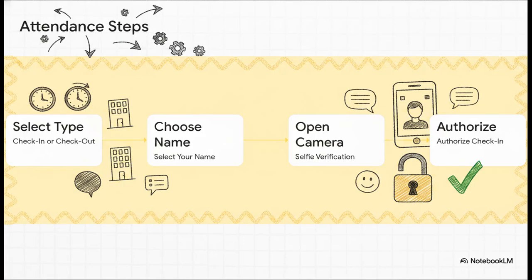The whole page basically flows super logically from top to bottom in just 4 quick steps. First up, you select whether you're checking in or out. Second, you choose your profile name. Third, you open the verification camera. And finally, you authorize it. It's a very fast, intuitive progression. Once you do it a couple of times, it'll become pure muscle memory.